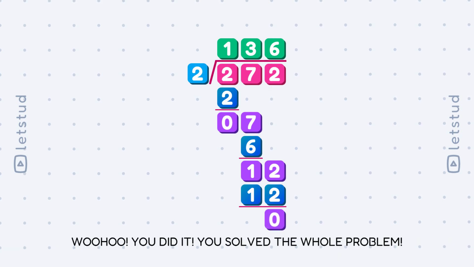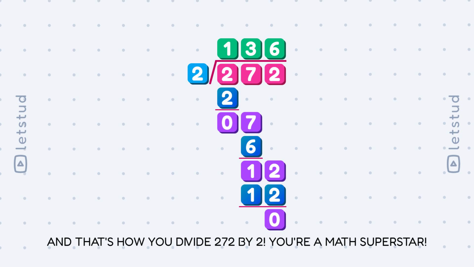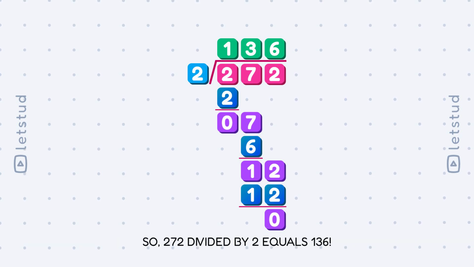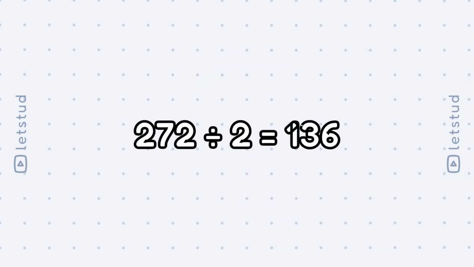You solved the whole problem. And that's how you divide 272 by 2. So 272 divided by 2 equals 136. We just learned how to divide 272 by 2 step by step. Remember, long division is like a puzzle and you've got all the pieces to solve it. Keep practicing and you'll be a division whiz in no time.